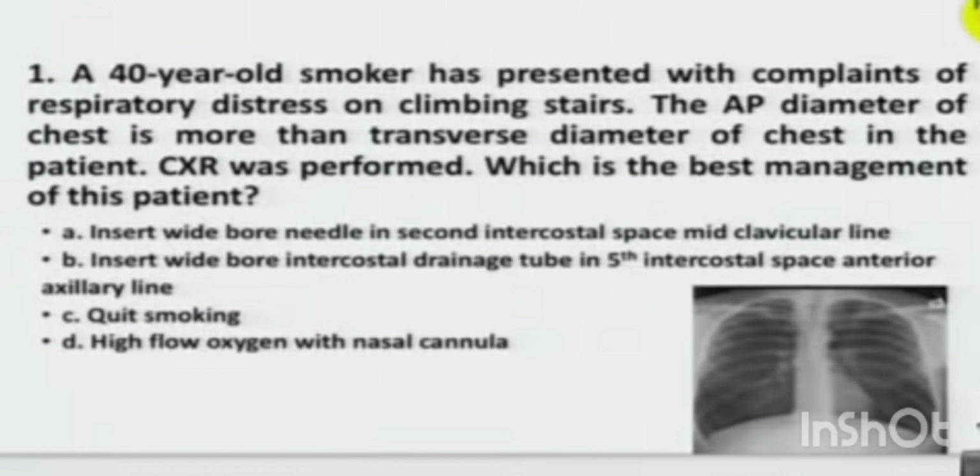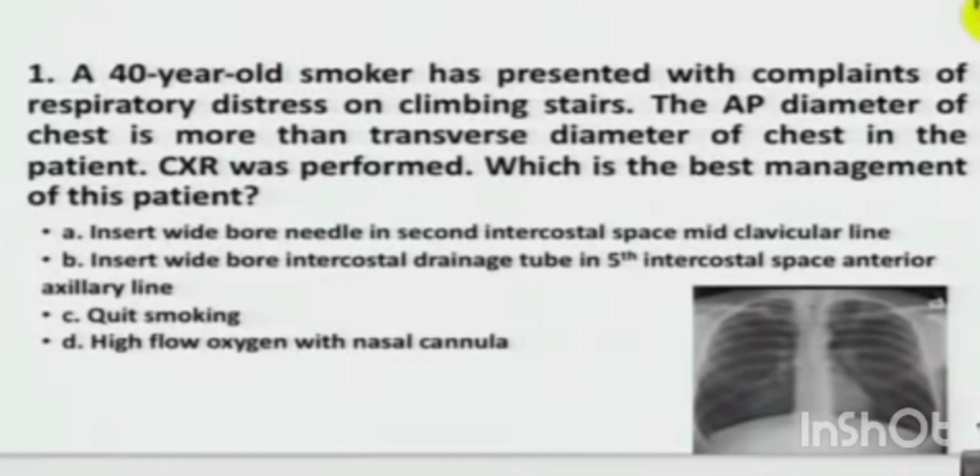Now let's get started. The question is: a 40-year-old smoker has presented with complaints of respiratory distress on climbing stairs. The AP diameter of the chest is more than the transverse diameter of the chest in the patient. Chest X-ray was performed. Which is the best management of this patient?